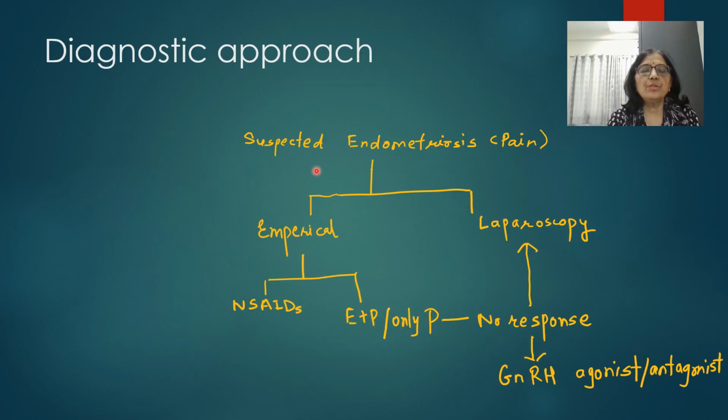In the diagnostic approach, whenever we suspect endometriosis, we have two options: either go ahead with empirical treatment and do the imaging, or go ahead with laparoscopy. We can try NSAIDs and we can try hormones. If there is no response, again we have two options. Discuss with the patient the side effects of the drugs and the cost of the drugs, and we can go for GnRH analogs such as GnRH agonist or antagonist, or at that stage we can proceed with laparoscopy.